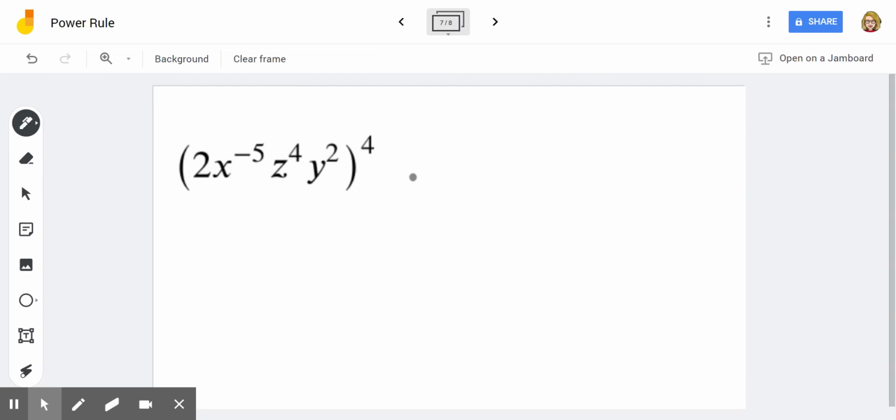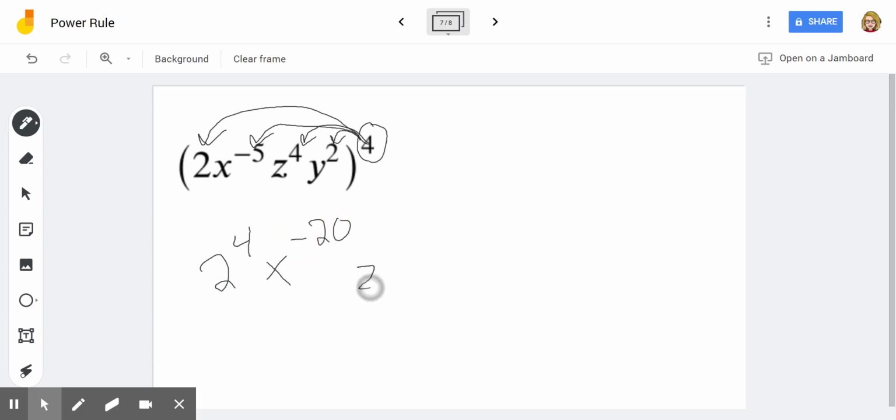Okay, let's try this problem right here. So we're going to distribute our 4 to all of our exponents. So it's going to be 2 to the 4th, x to the negative 20th, z to the 16th, sorry, and then y to the 8th.